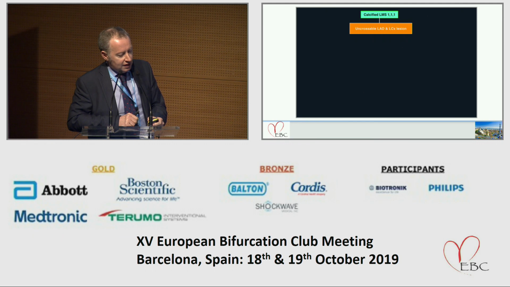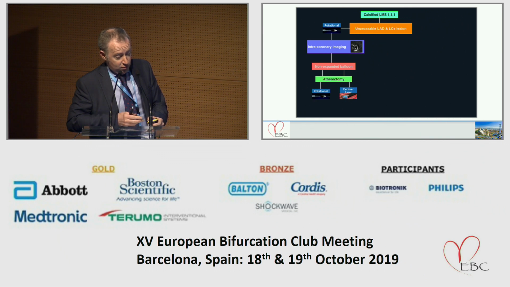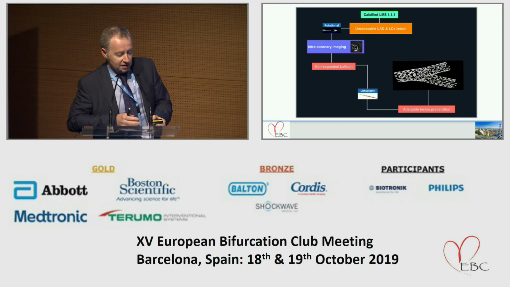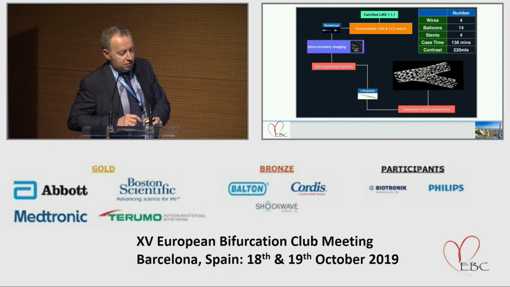It was uncrossable LAD and circumflex, so we used rotor to cross and also debulk the lesion. Then we used intracoronary imaging to really help understand what was going on and guide the intervention. We had options then for atherectomy about whether to upsize or use more rotor, perhaps laser, but actually I think intravascular lithoplasty is probably the best way forward, as in this case. And then we chose a bifurcation strategy with culotte. And we ended up using 4 wires, 14 balloons, 4 stents. So it's quite an expensive case, I guess, but at least I reused the single IVL balloon and the single rotor, and we didn't use too much contrast.